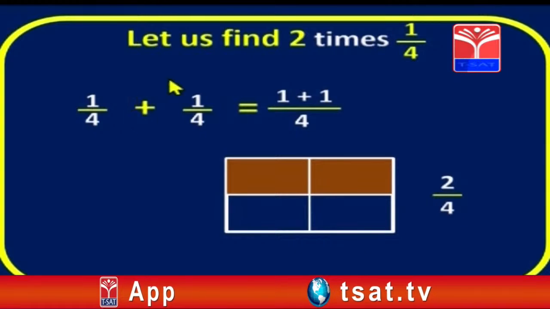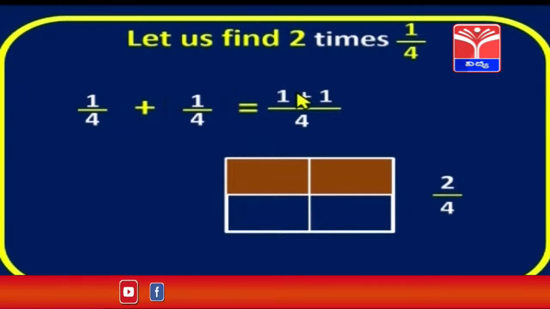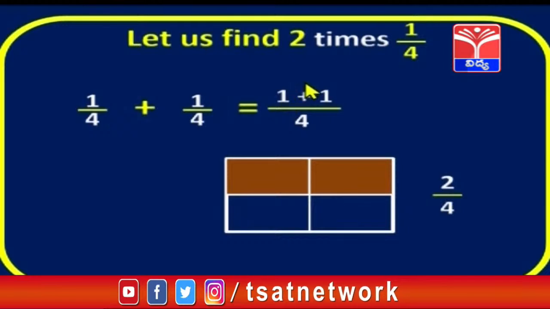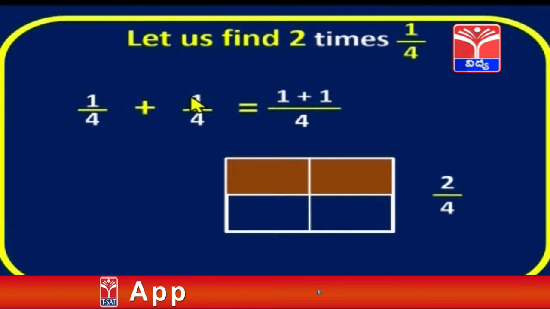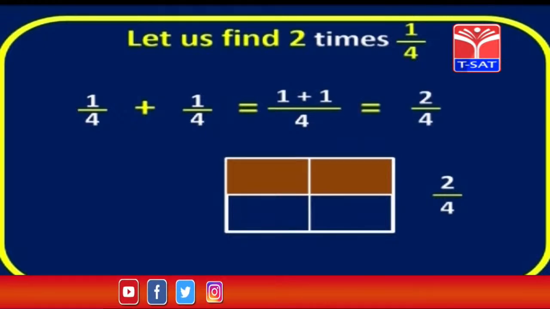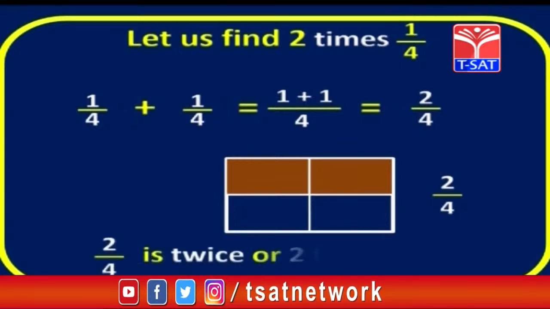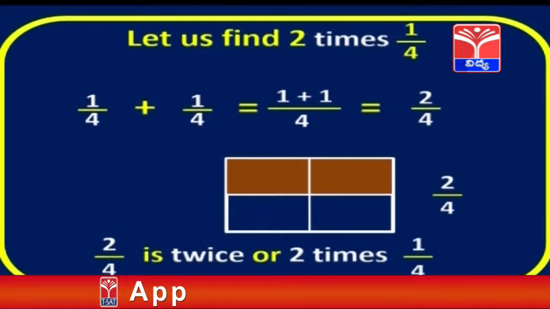Children, in your last session you learnt about additions and subtraction of fractions. So what you have to do? When you have same denominators, you have to add the numerators. So what is the numerator here? 1, here 1. So what you have to get here? 1 plus 1 by what is the denominator? 4. So what I am getting here? 2 by 4. So when you add 2 1 by 4s, I am getting 2 by 4. So 2 by 4 is twice or 2 times 1 by 4.